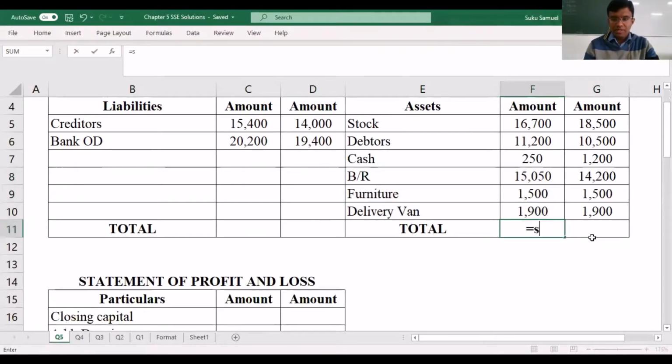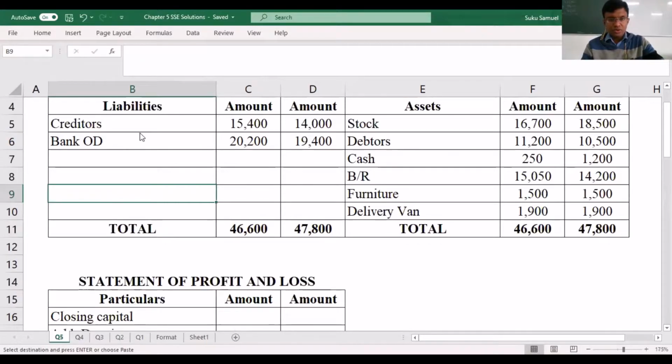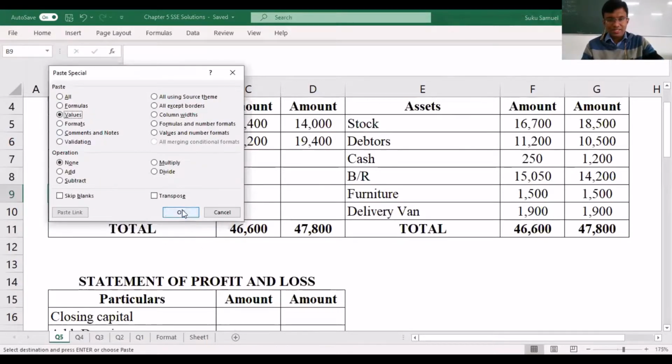Now let's total up the values on the asset side. For the beginning, it is 46,600. For the end, it is 47,800. So which means your liability side total should also be the same, and let's just quickly calculate, but it is not so, so you will have to make it the same. And how do we do that? We do that by bringing in the balancing figure.